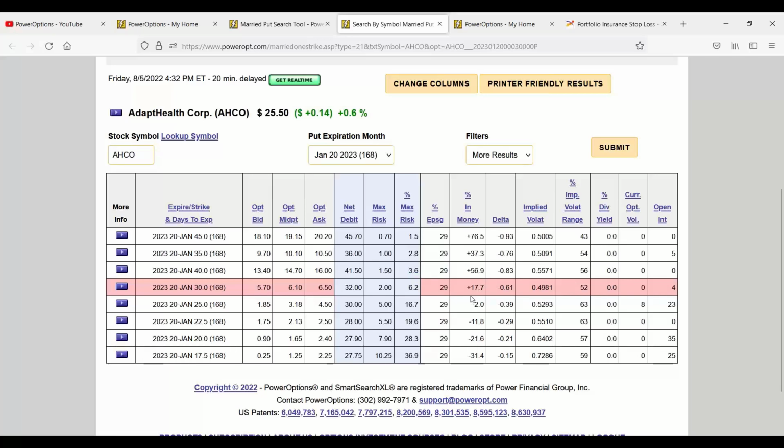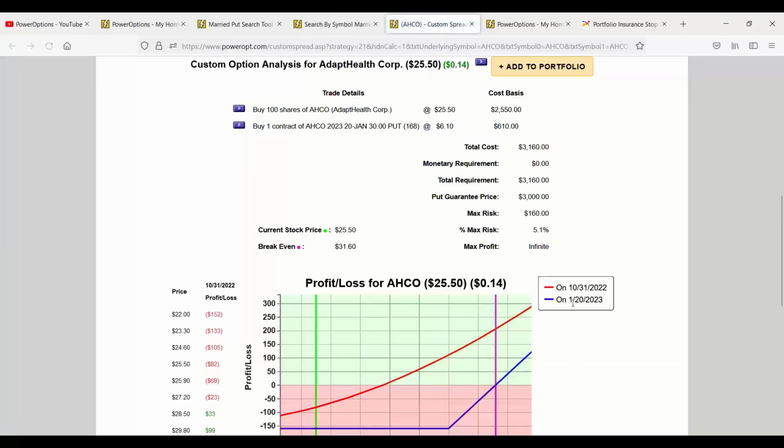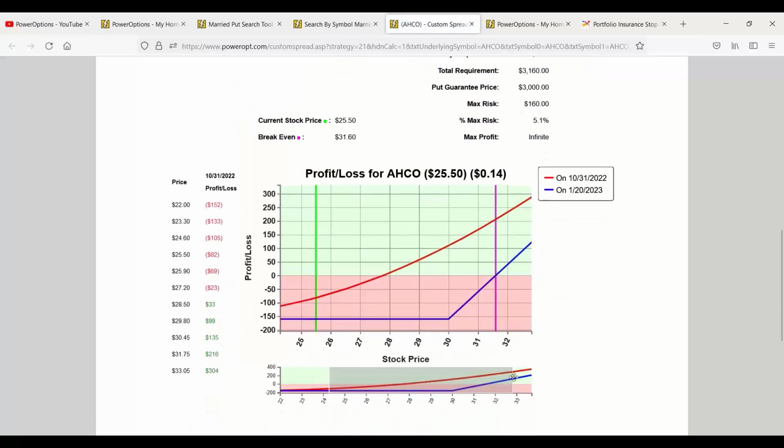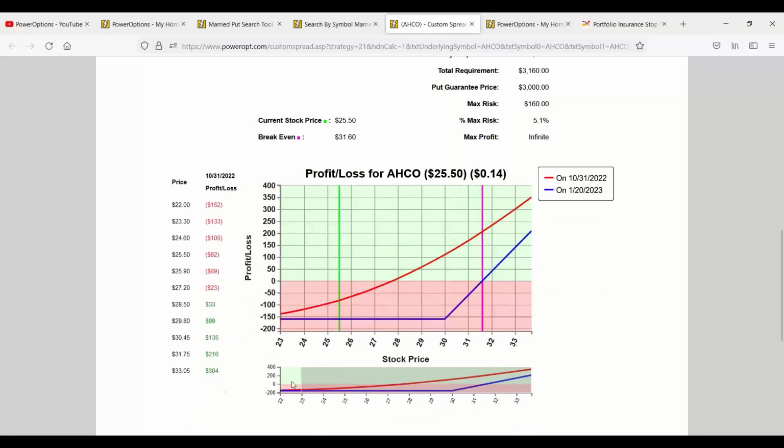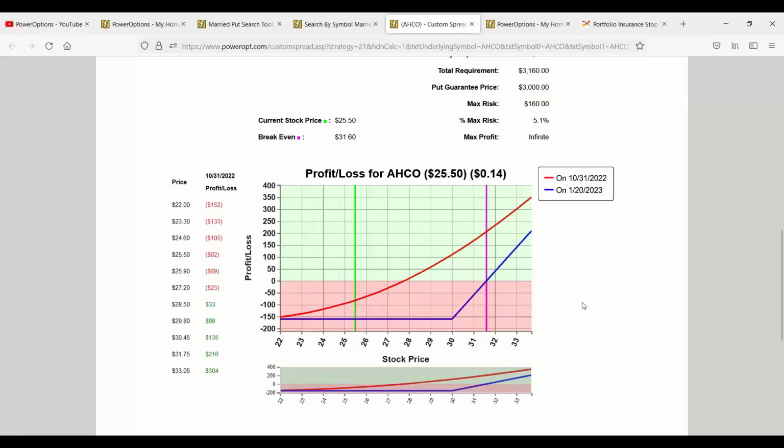But now comes the question. What am I going to do with a married put position? Well, I'm going to put on the married put position. This is not a recommendation or suggestion. I'm not going into Adapt Health next week. Just to make that clear, we're just using an example. I mentioned the two that I was looking at from the search earlier this week.